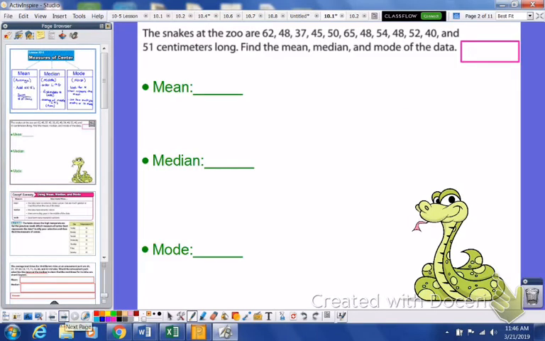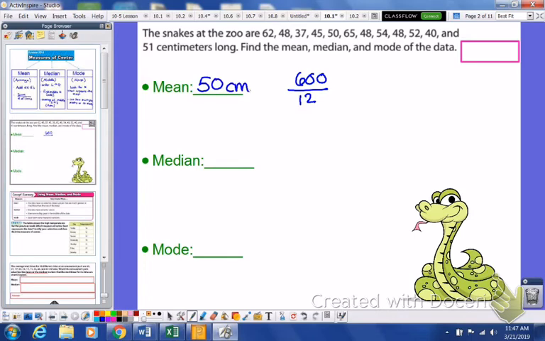Okay, so looking at our snake problem. Snakes at the zoo are 62, 48, 37, 45, 50, 65, 48, 54, 48, 52, 40, and 51 centimeters long. We want to find the mean, median, and mode of the data. So for our mean, you would add them all up. You just stick it in your calculator. You don't really have to show your work here. If we add up all those numbers, we would get 600 divided by, there are 1, 2, 3, 4, 5, 6, 7, 8, 9, 10, 11, and 12. So 600 divided by 12, which gives us 50. So our mean is 50 centimeters.